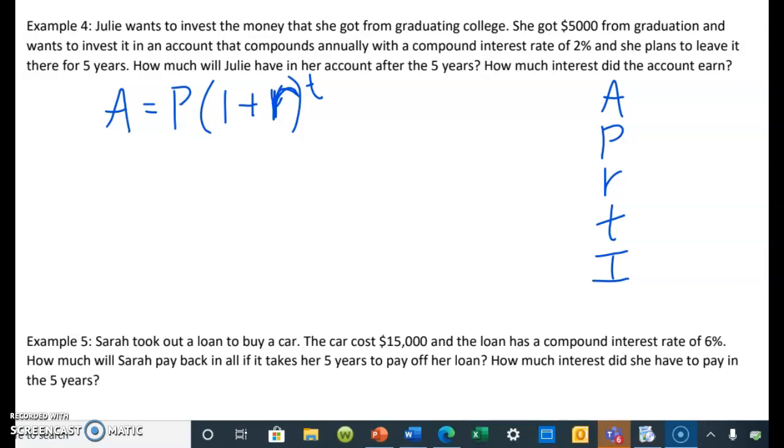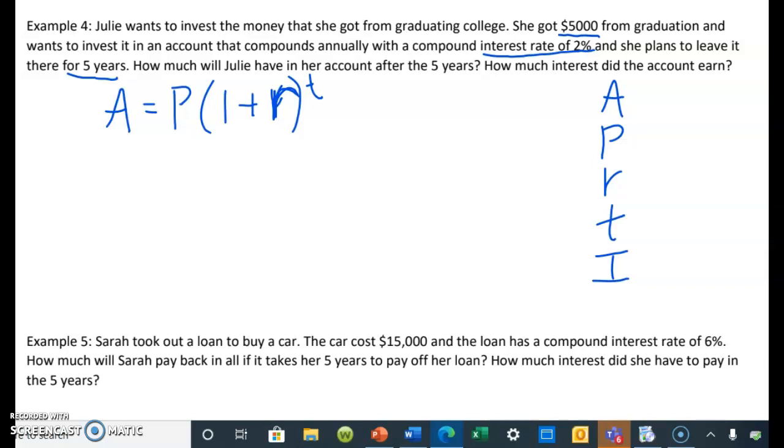All right, so I went ahead and did a little setting up, and we'll talk about that after we read the problem. Julie wants to invest the money that she got from graduating college. So she got $5,000 from graduation, wants to invest it in an account that compounds annually with a compound interest rate of 2%, and she plans to leave it there for 5 years. How much will Julie have in her account after 5 years? And how much interest did the account earn?